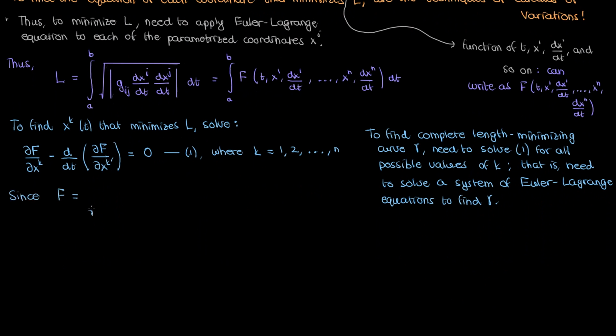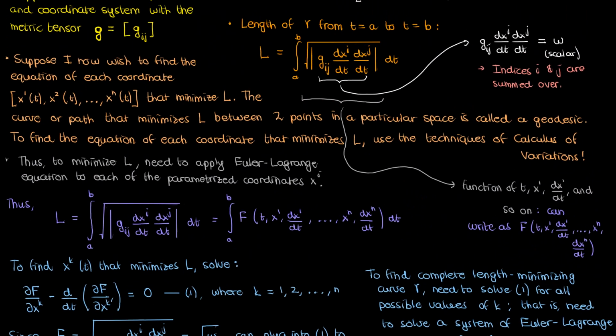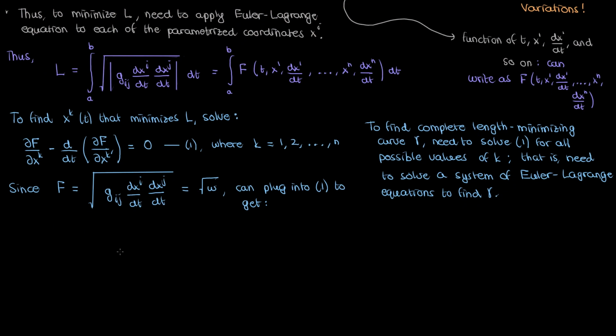Let's now plug in some values. This function capital F can just be written as the square root of w, which I defined up here. That means if I wanted the partial of capital F with respect to x super k, I can use the chain rule to show that in terms of w, this partial derivative is just the following. I can do the same thing for the partial of capital F with respect to x super k prime, or dx super k by dt, and this is what it would look like in terms of w if I apply the chain rule.